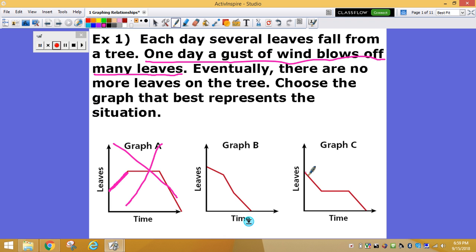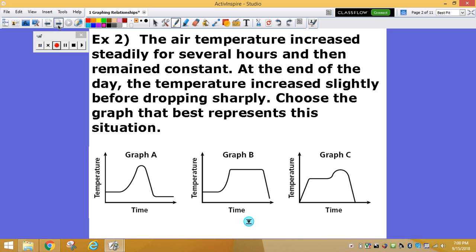C is showing us some leaves fall. In this part, what's happening if your line goes flat? Think about that. If your line goes flat, that means no leaves are falling. But the problem doesn't say that. It says several leaves fall off of it constantly. So C is not the one that works. Graph B is going to be our best option. Let's look at another one.